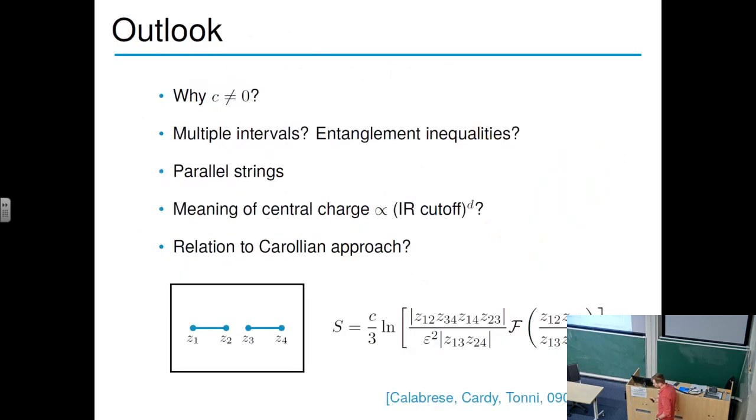Okay. So that was everything I wanted to talk about. Let me just quickly run through my outlook. I already mentioned that finding c not equal to 0 seems like a problem. And there's many other things that you could explore. Multiple intervals I think would be quite interesting because when you have more than one interval, the result's not completely fixed by conformal symmetry, so it probes the theory a bit more. And you can just read these others because I think I'm out of time. So thanks a lot for your attention.